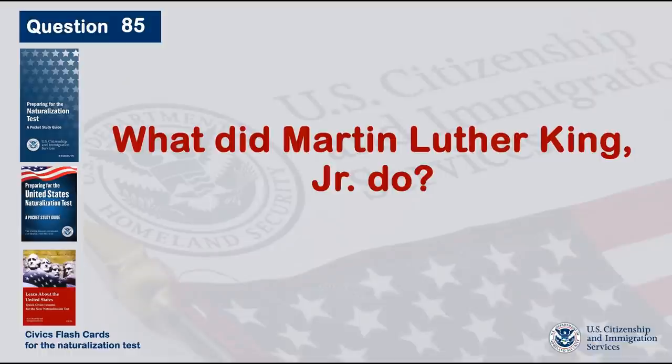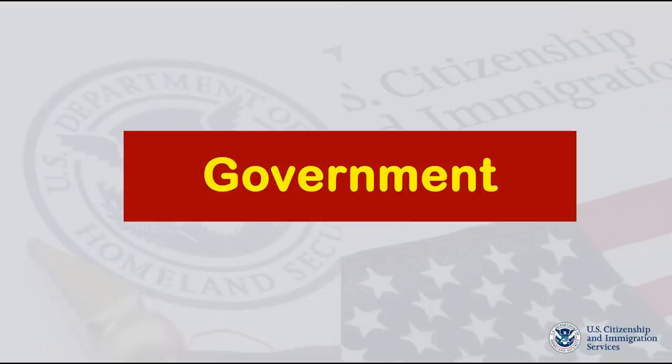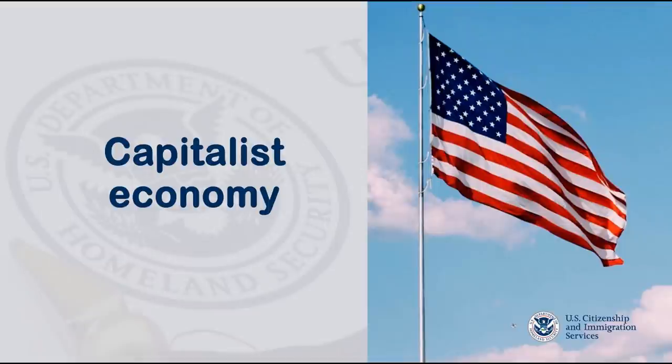What did Martin Luther King Jr. do? Fought for civil rights. Government. What is the economic system in the United States? Capitalist economy.